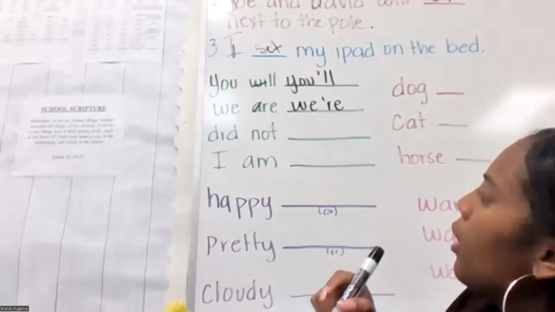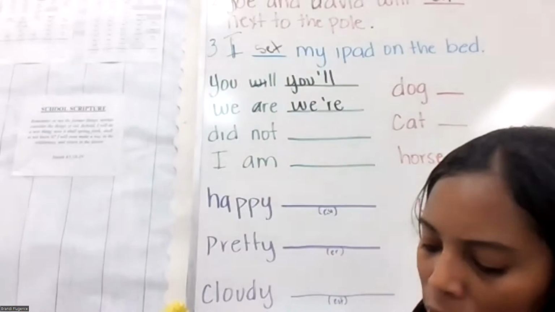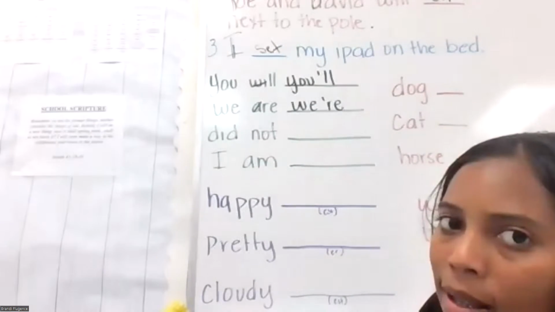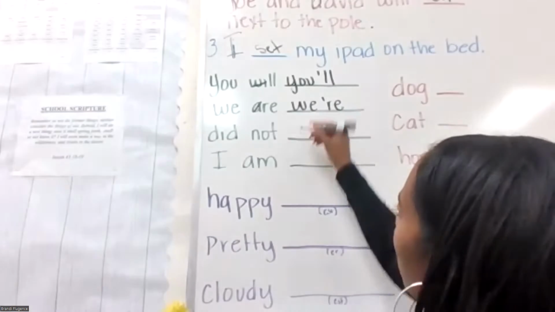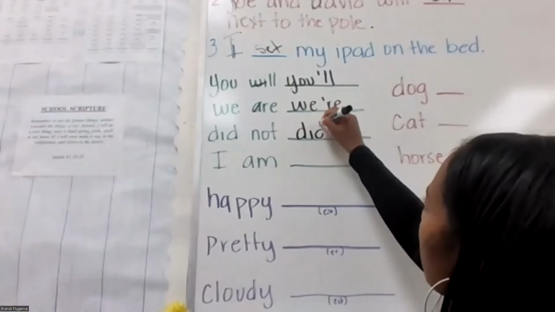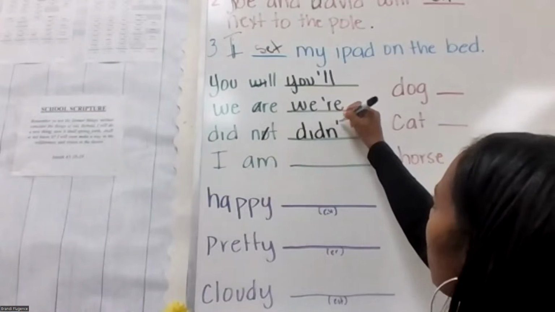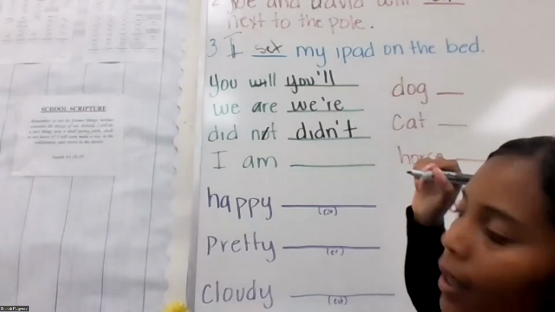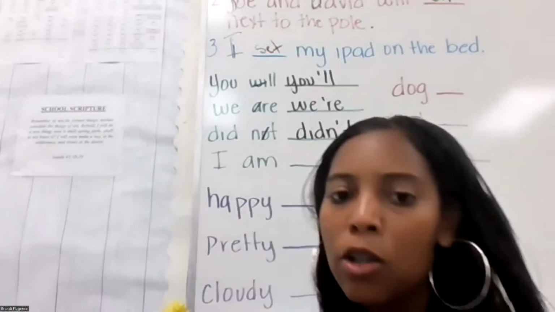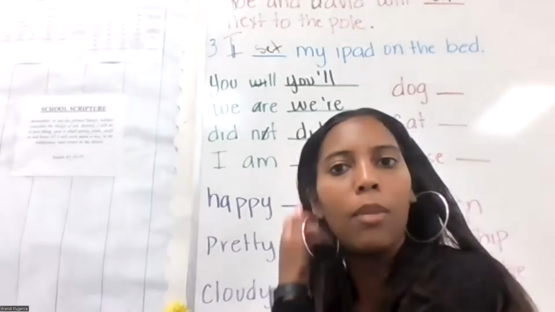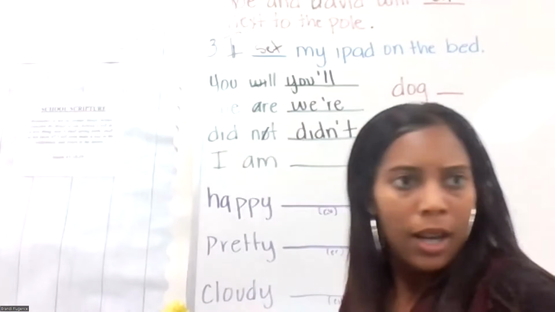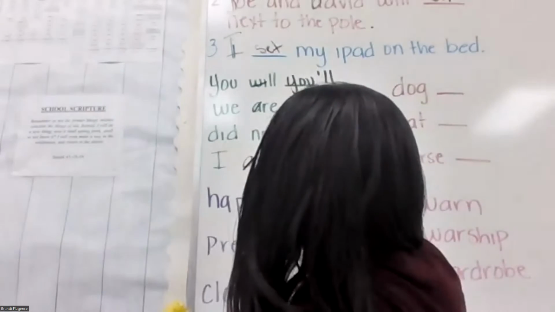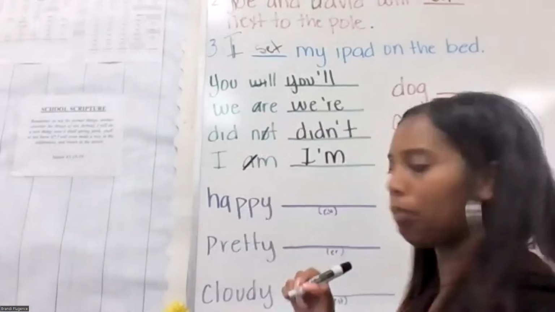We are. Did not. If I contract did not, it becomes didn't. D-I-D-N. We take out the O, apostrophe T. Didn't. And I am. If I contract I am, it becomes I'm. Take out the A, I apostrophe M.